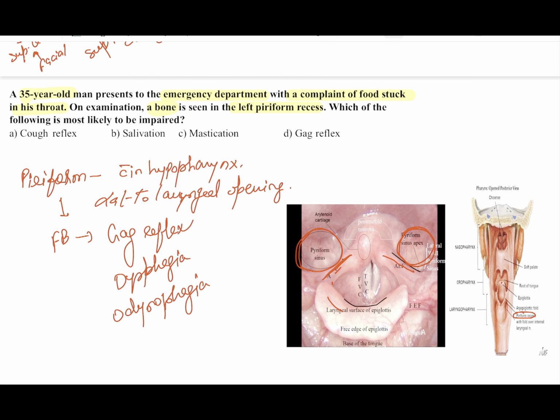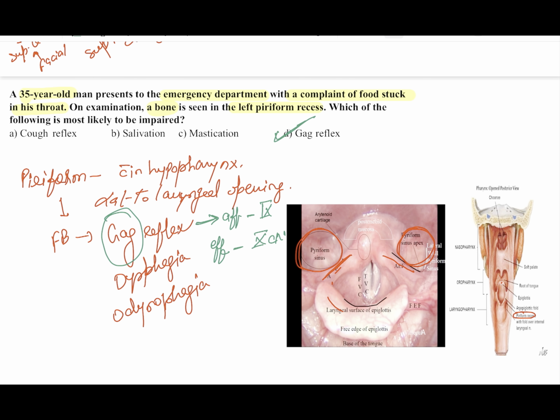Why gag reflex? Because this area is innervated by two nerves. So afferent innervation and efferent. Afferent is by the glossopharyngeal nerve. Efferent is by the 10th cranial nerve. So the gag reflex will be stimulated. So the correct answer will be gag reflex.